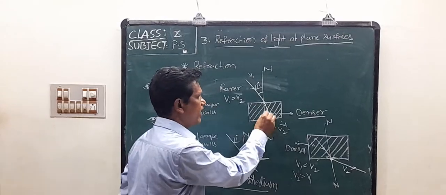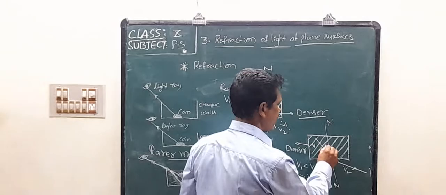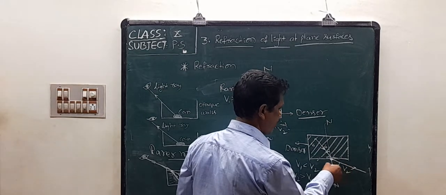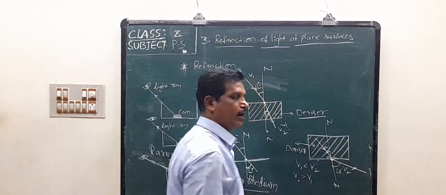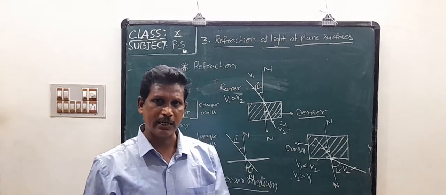Here this is the incident angle i, and this is the angle small r, the refracted angle. Okay, students, we will meet in the next class.